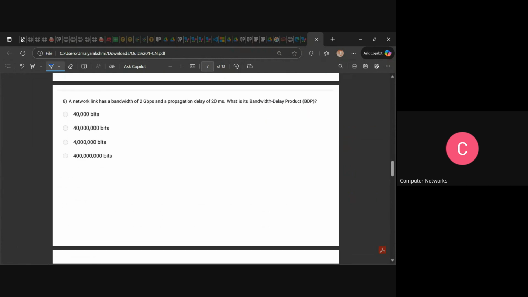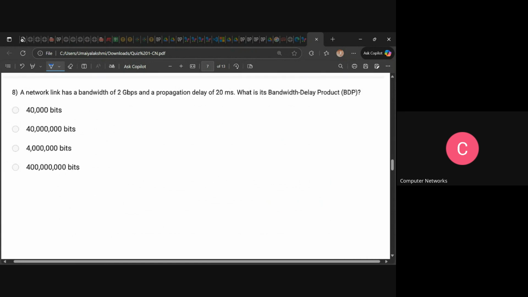And here is the next question. A network link has a bandwidth of 2 Gbps and a propagation delay is given. We have to find the bandwidth delay product. How to find the bandwidth delay product?